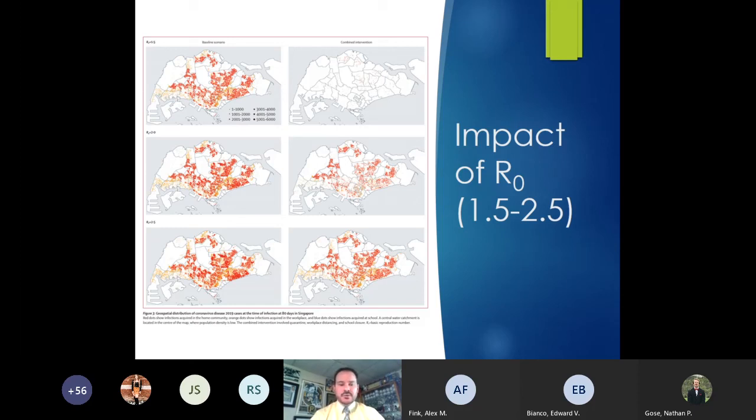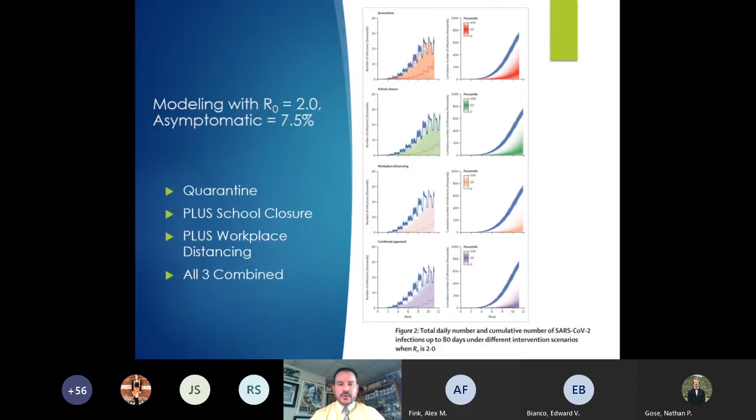So let me now go to some additional data from this modeling paper that I think is even more interesting. Answering the question, or trying to answer the question of what is the impact of the percent of people that are asymptomatic. So the modeling that they did was with an R naught of 2.0, at least that's what I'm showing you here, an R naught of 2.0, and an asymptomatic population percent of 7.5. So 7.5% of the people were asymptomatic.